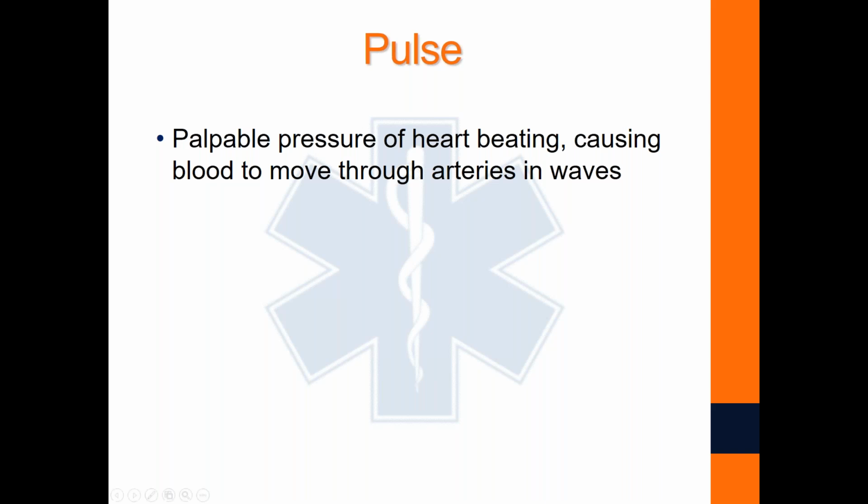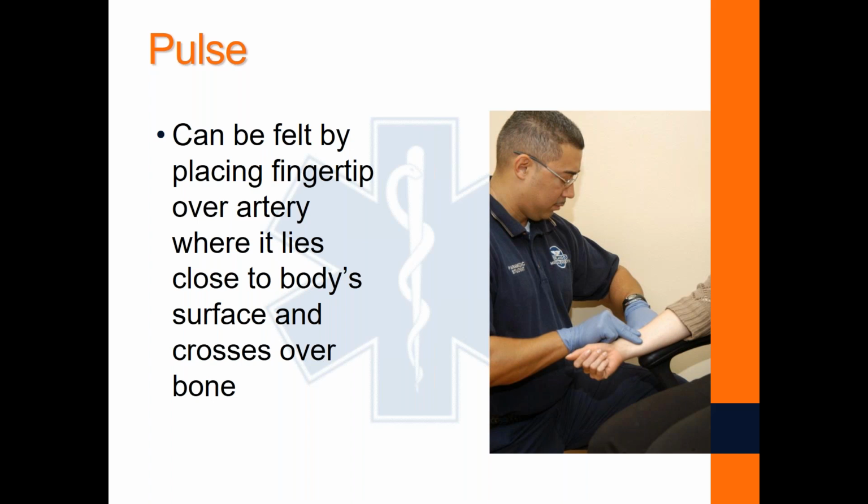Where can it be felt? Well, the short answer to that is just about everywhere. Any single place that you can compress an artery over a bone, you can check a pulse. When we did CPR, we talked about checking brachial pulses on our infant patients because they have those pudgy little necks and it would be next to impossible to find their carotid arteries. So we check a brachial. You look at the picture right here. This EMT is checking a radial pulse on this patient.